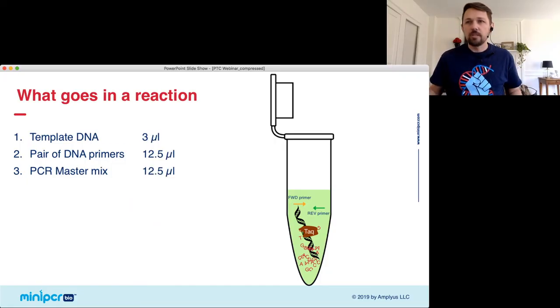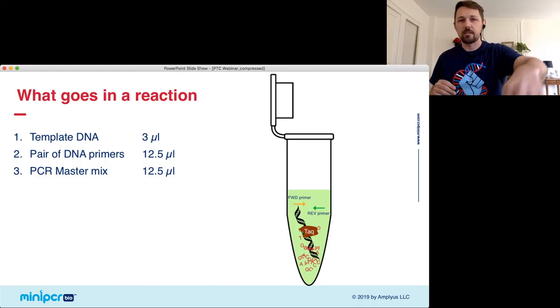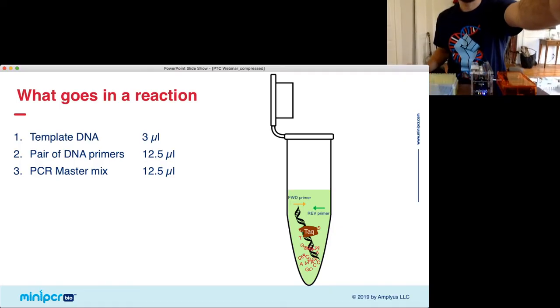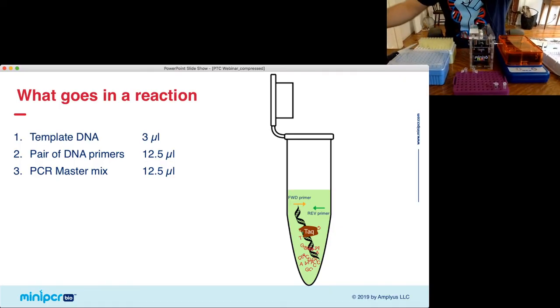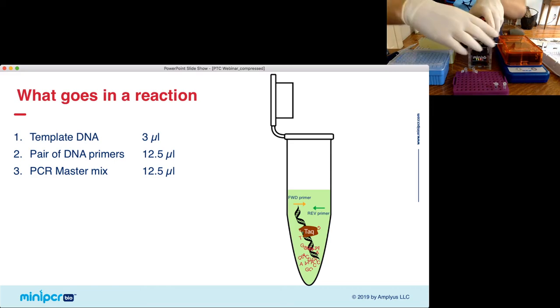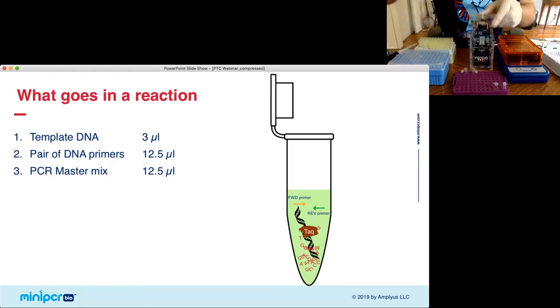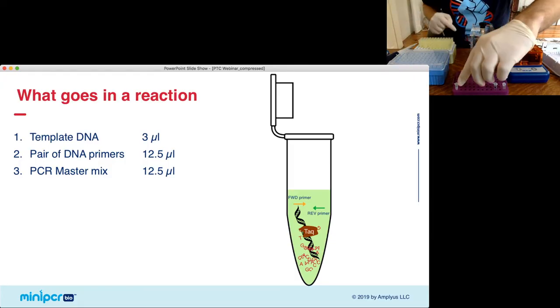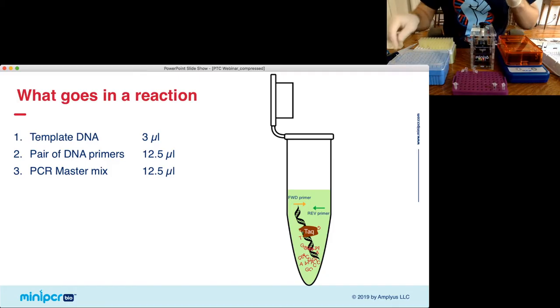So for this one, we are going to use 3 microliters of DNA, 12.5 microliters of primer, and 12.5 of PCR master mix. So I'm going to do it. There you go. I have my little lab set up here. I probably should have done this before, but I'm going to go ahead and glove up. All right. So this is all ready here. So this tube right here has my DNA in it.